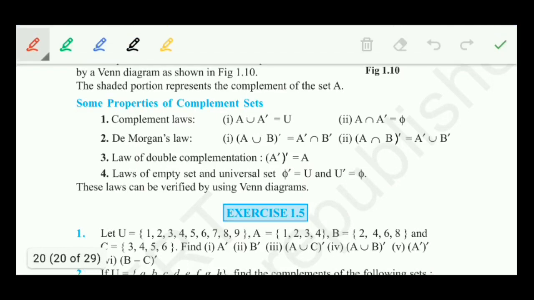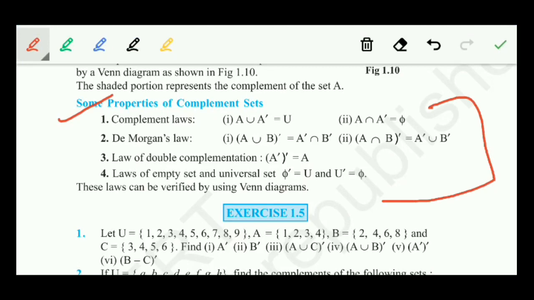Now you can see some properties of complement sets. First is the complement law, very important. A union its complement is always equal to the universal set. We can say the sum of A and its complement is always equal to the universal set. And second, the intersection of A and its complement is always equal to phi.